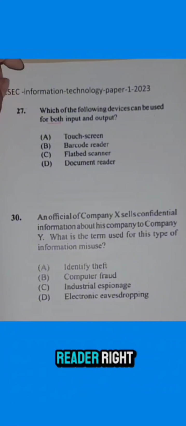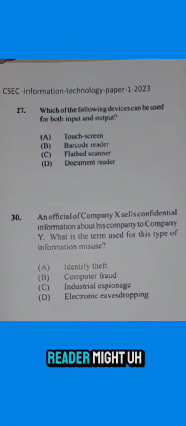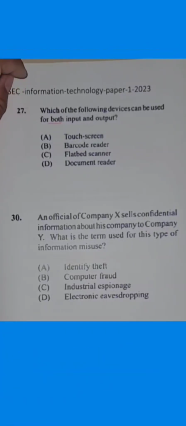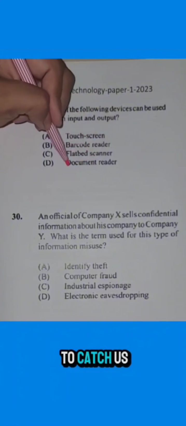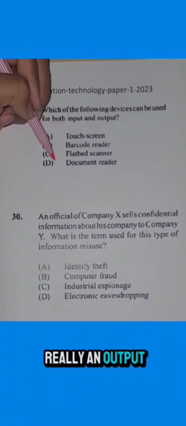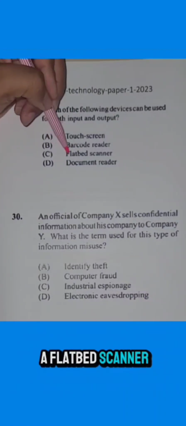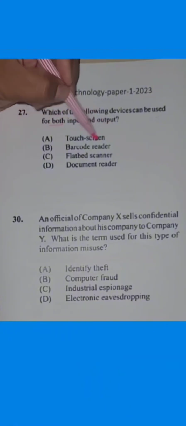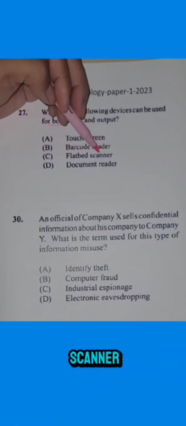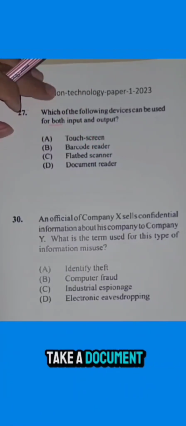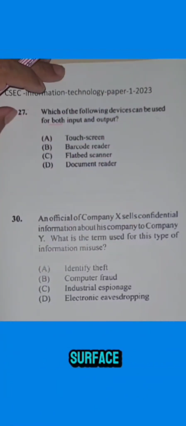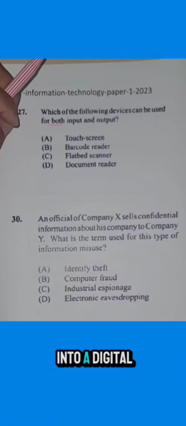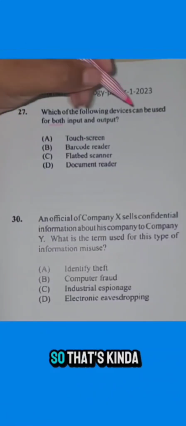A document reader, right? If you don't know what a document reader is, we're looking at something like a scanner. But they try to catch us with this one, but a document reader is just really an output device. A flatbed scanner, a document reader could actually be an input device. C, flatbed scanner. A scanner is where you would take a document and you put it on a glass surface, and then the picture is converted into a digital file. So that's kind of like an input.